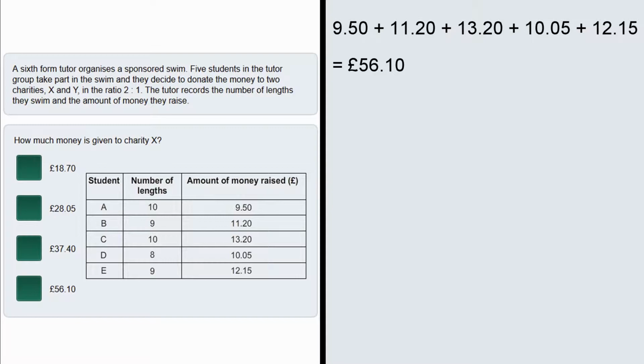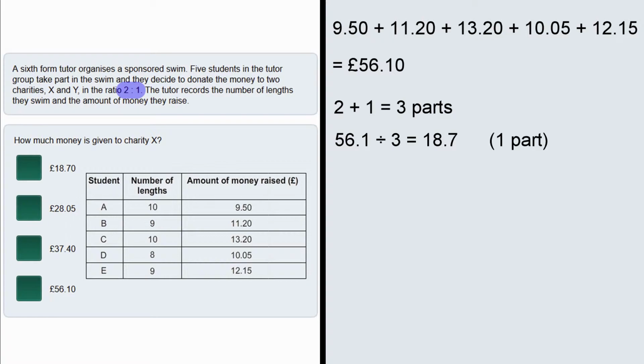Now that's how much we've raised in total, but we now need to look at the ratio. So we are given here that the ratio between charities X and Y is 2:1. So in total there are 2 plus 1 equals 3 parts, and charity X gets 2 parts. So let's find out what 1 part is. Well, we need to divide our total, £56.10, by 3 to get that. And 56.1 divided by 3 gives us 18.7.